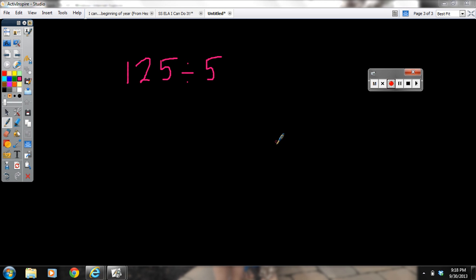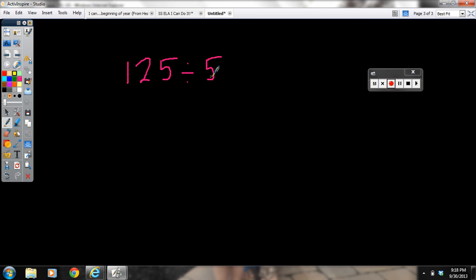Alright, so here's one more example. Here we have the dividend is 125 and the divisor is 5. We're going to break this 125 down into simpler numbers. We're going to think of two numbers that add up to 125, and we're going to use our 5 as a guide to help us here.